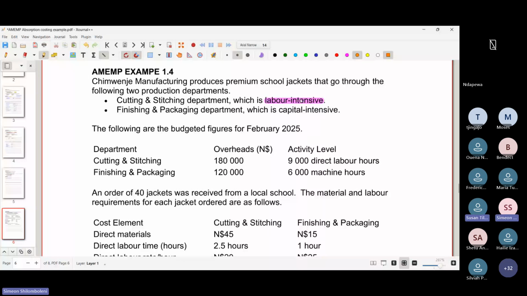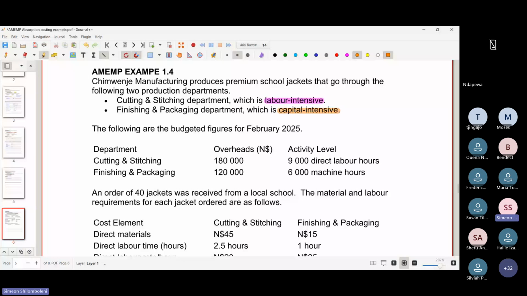This information will be given to you. If it's not given to you, then the department with more hours will be the one that must use that activity level. But when we go to the exercises, you will know what I'm trying to say. The following are the budgeted figures for February. Usually we only have overheads for one department and then labor. Now we have overheads for cutting and their labor, overheads for finishing and their hours.